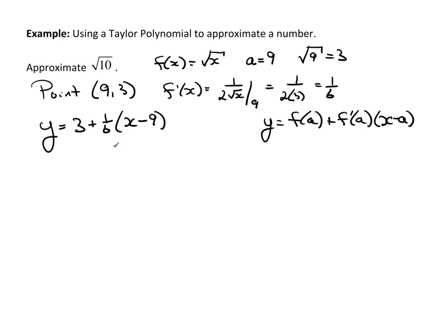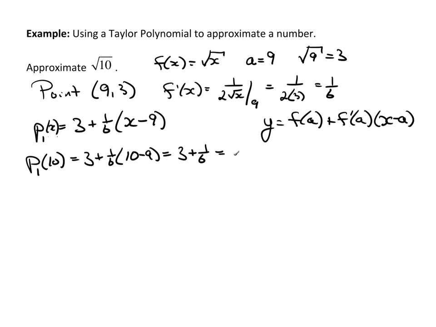So let's just evaluate this. I'm going to take this y and get rid of it, and go back to the notation we're using for the Taylor polynomials. So this is going to be P1 of x. So the first degree Taylor polynomial evaluated at 10 is going to equal 3 plus 1/6 times (10 minus 9), which equals 3 plus 1/6, right, because this is just 1, which equals, what, 19/6.